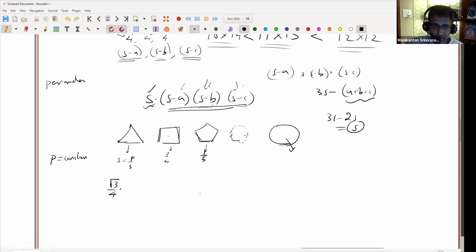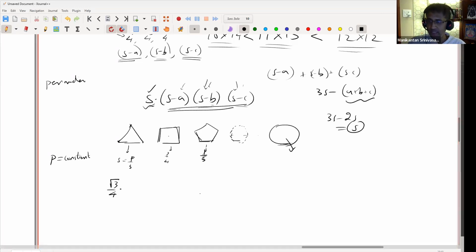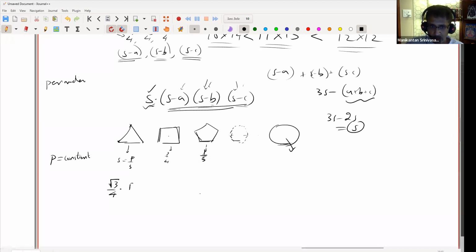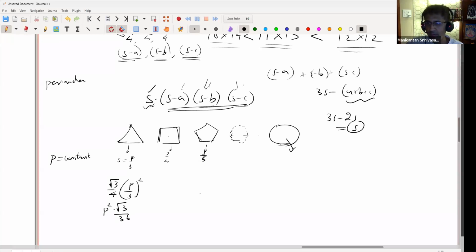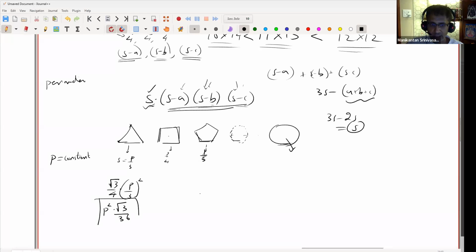The same perimeter. So you have a rope, right, of certain length, and you have to encompass an area. That's your area, let's say, right? So if you're clever and encompass a bigger area, that's yours, right? So root 3 by 4 times side squared, which is P by 3 whole squared. So how much is this? P squared times root 3 upon 4 times 9, 36. So it's P squared times root 3 upon 36. That's the area of a triangle.